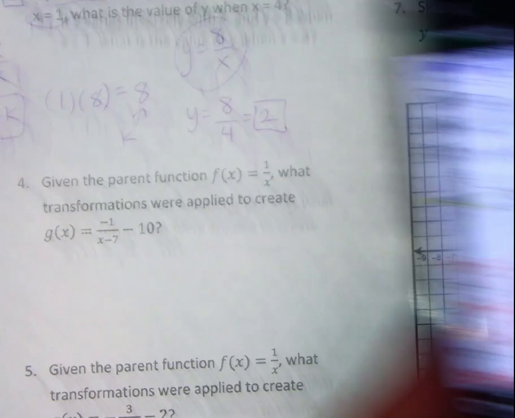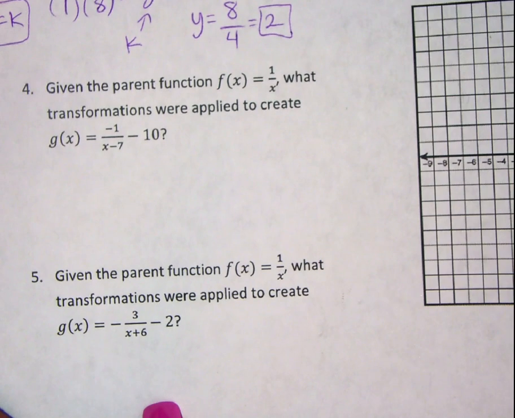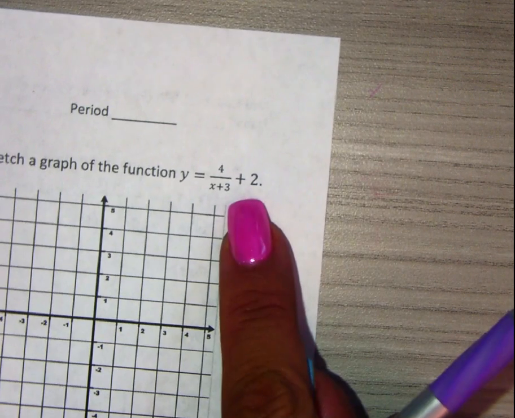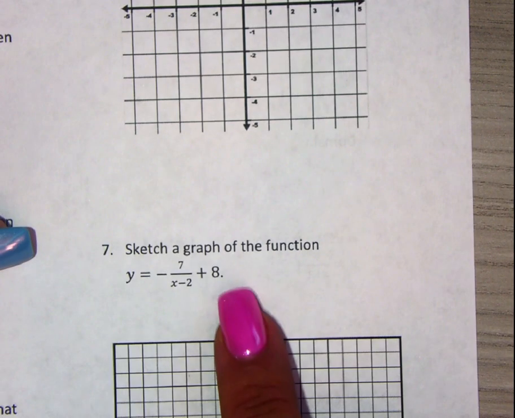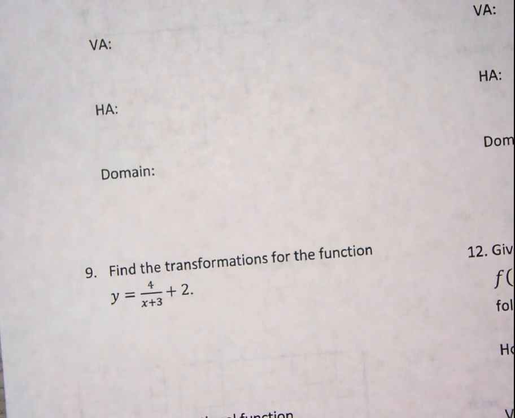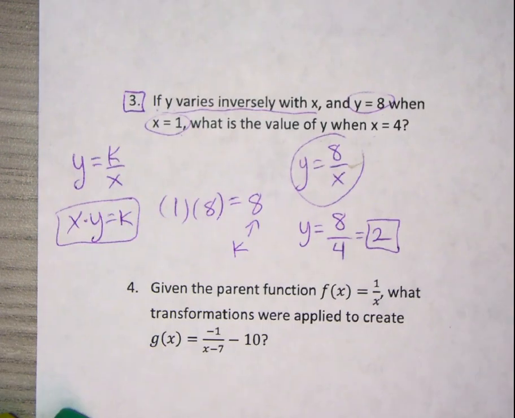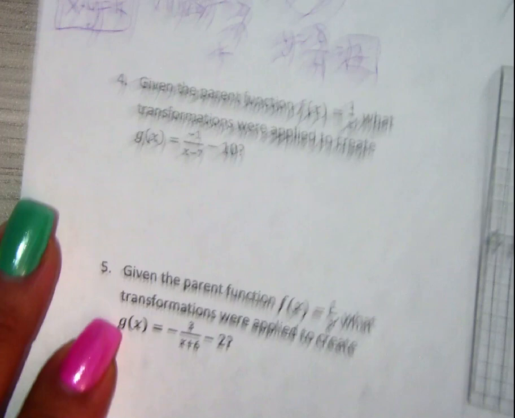So for example, number 4, number 5, number 6, 7, and number 9. All of those are transformations. And for example, let's do number 5.